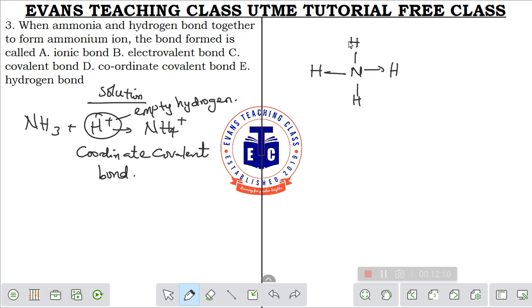So this is the ammonium ion. If I ask you which bond forms it, it's called coordinate covalent bond. You can also hear the word dative bond, which is another name for coordinate covalent bond. So that's the answer for this question, option D. So let's go to the next question.